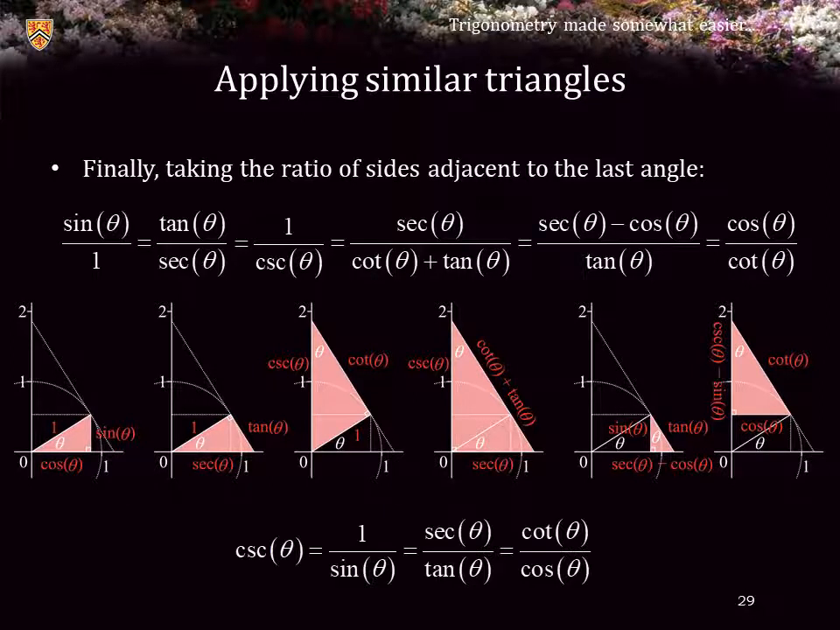But again, the most important consequence here is that cosecant theta is 1 over sine of theta. It also happens to equal secant theta over tan theta or cotan of theta over cosine, but those are an aside. What you probably remember from secondary school is the first. Cosecant theta is equal to 1 over sine of theta.